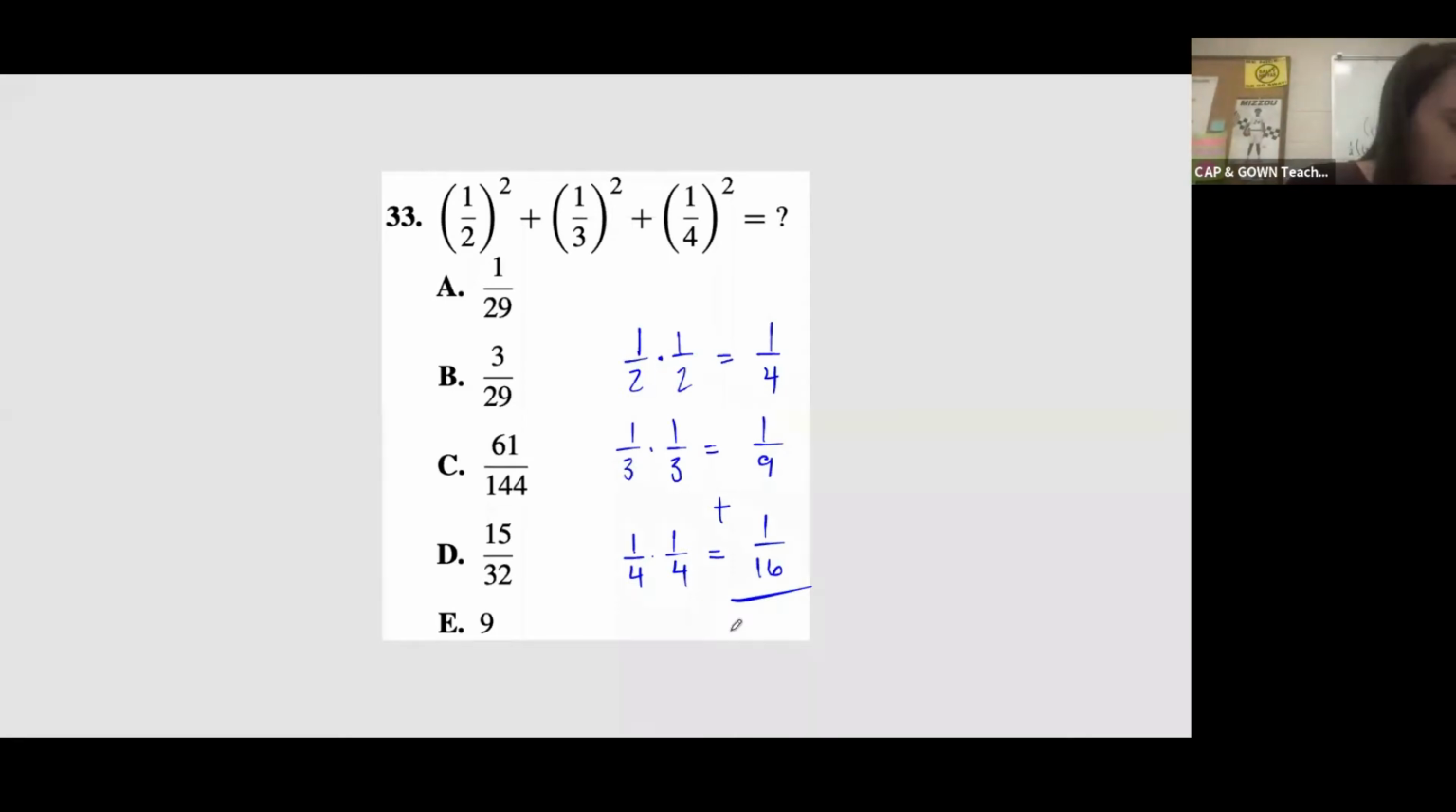To get the common denominator on this one, it did 576 when you multiply all the bases together. You can go ahead and do that, like multiply each one by 4, by 9, whatever. But again, the fraction bar function of your calculator is going to give you that simplified version of 61 over 144. So you don't have to find the common denominator.